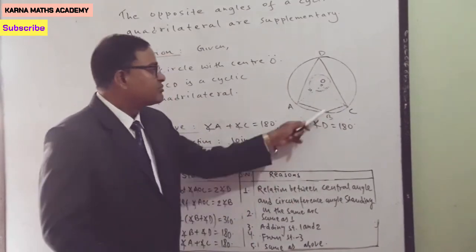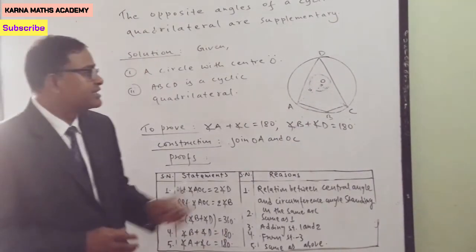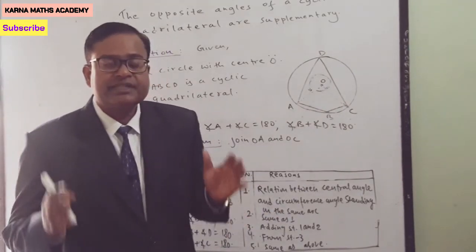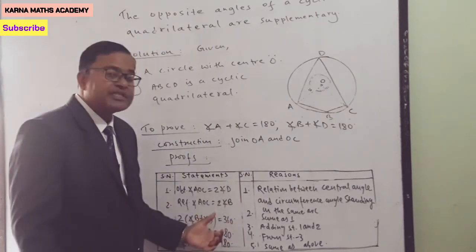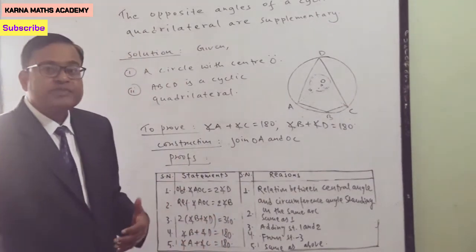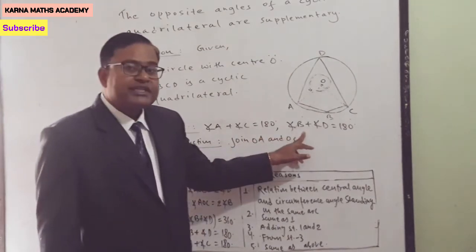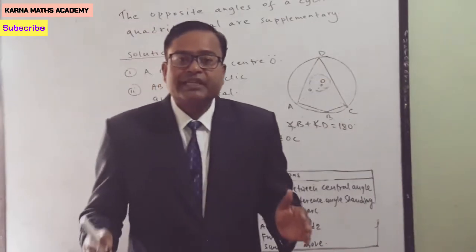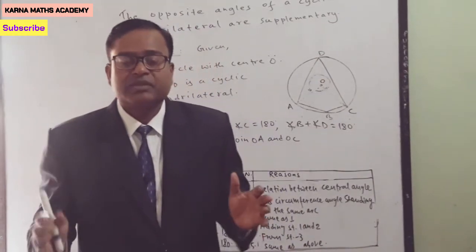Dear students, after proving angle B plus angle D is equal to 180 degree, we can write angle A plus angle C is equal to 180 degree. The reason is same as above. That means we can prove by following the same step and we get the proof same as the above. So in this way we have got A plus C is equal to 180 degree and B plus D is equal to 180. That means we have proved that the opposite angles of a cyclic quadrilateral are supplementary.